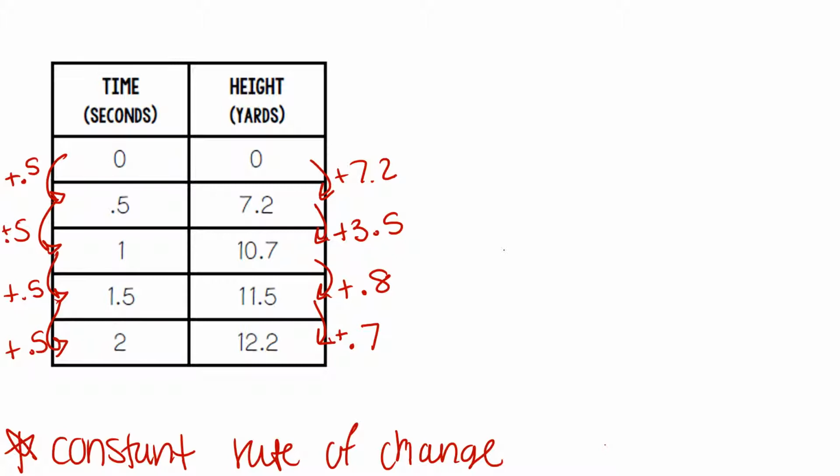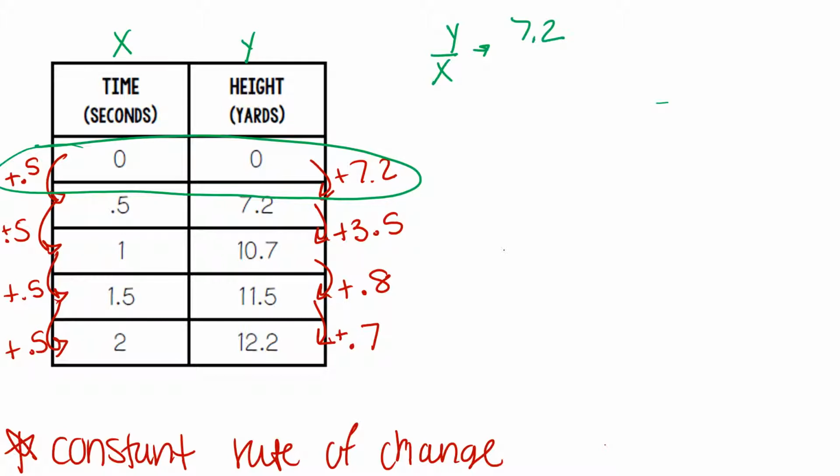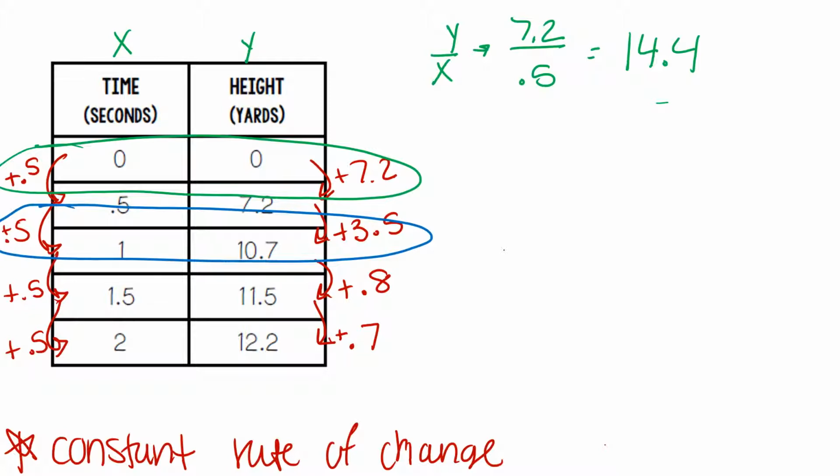So again, when we write our fraction, we write it as y over x. So looking at the first one, in our table, if it's never listed, the x value is first, the y value is second. So our y value is a 7.2, our x value is a 0.5. 7.2 divided by 0.5 gives us 14.4. For the second section, again, y over x, we have 3.5 over 0.5. 3.5 divided by 0.5 is 7.